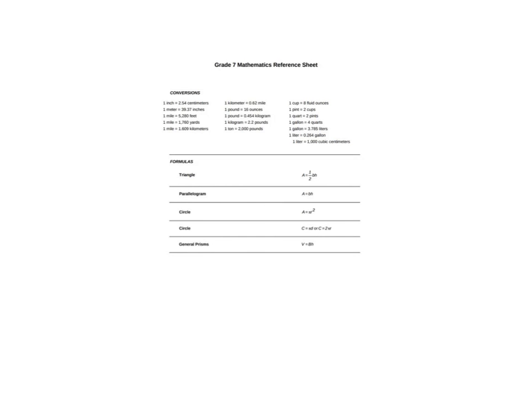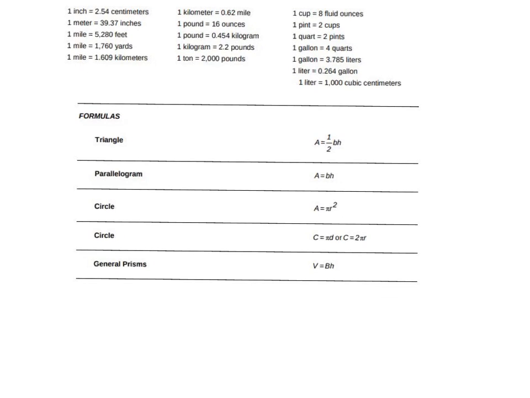And I wanted to show you that for the reference sheet, they do give you both formulas. They give you C is equal to pi times d, and C is equal to 2 times pi times r.